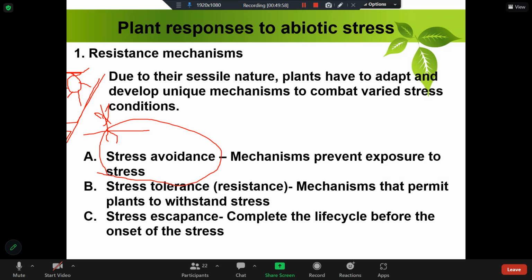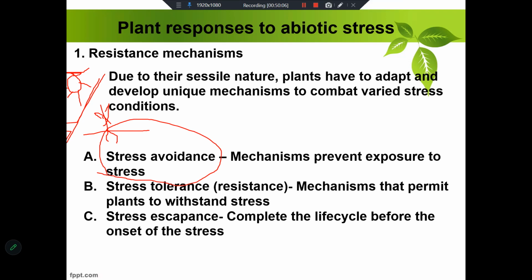So that is what we call stress avoidance. I will explain B and then you can understand the difference. The second one is stress tolerance. Stress resistant mechanism is there. So what is a stress tolerance or resistant mechanism?